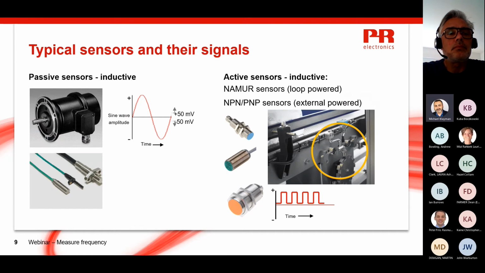We have various sensor types to generate the signals we need. The main groups are active and passive sensors. Passive sensors rely on an electric coil and alternating magnetic field producing AC current flowing through the coil.